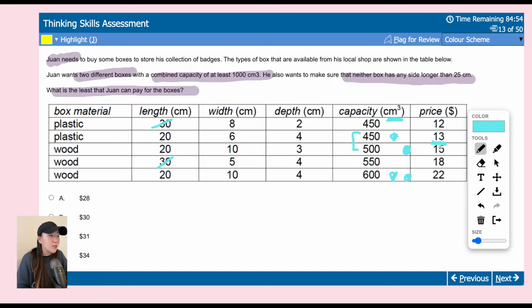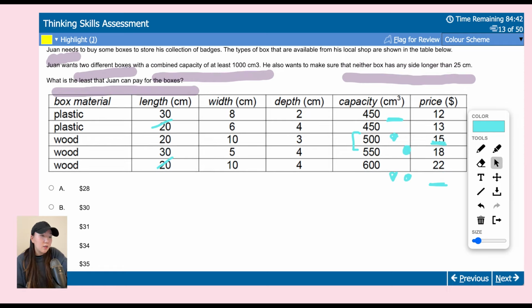Obviously this one's the cheapest, so we want this one involved, and then we need this one as well because that would take us over 1,000 centimeters cubed. So that's going to give us a total of $35. Is that one of the answers? Yes. So it'll be E.